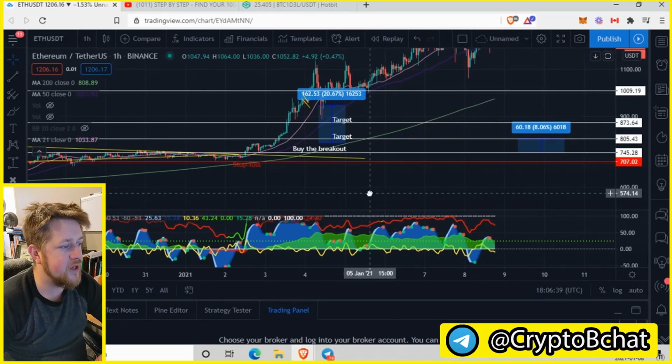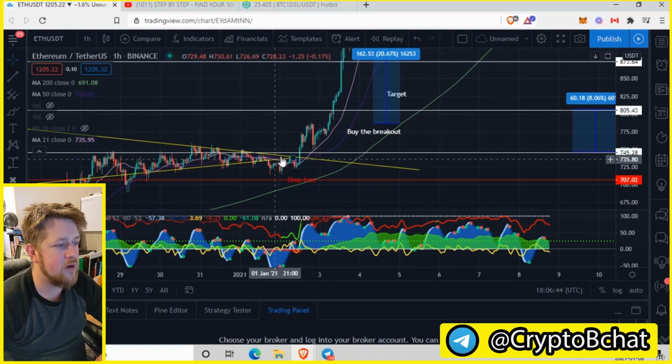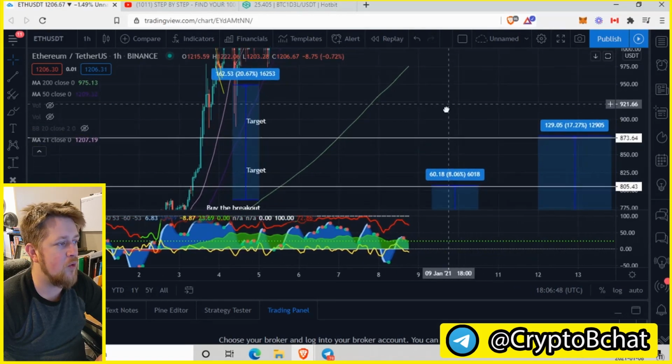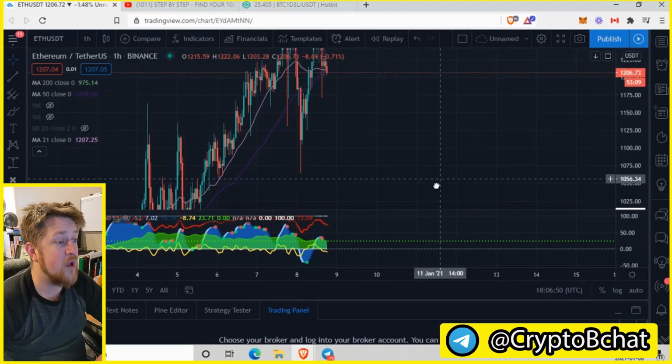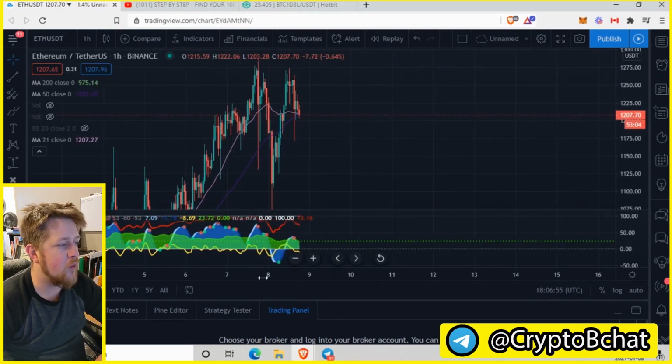Look at that, posted in group. Let's take a look at how it looks. Oh, by the breakout of here. Had we bought the breakout at 745 and we rode it all the way up here, would have been amazing. Amazing, guys. Okay, now we are on the 1 hour.